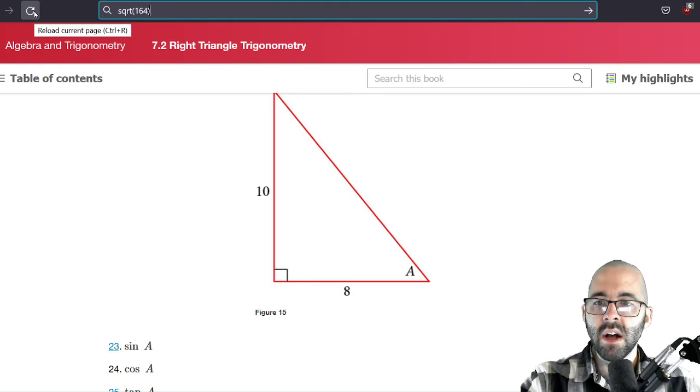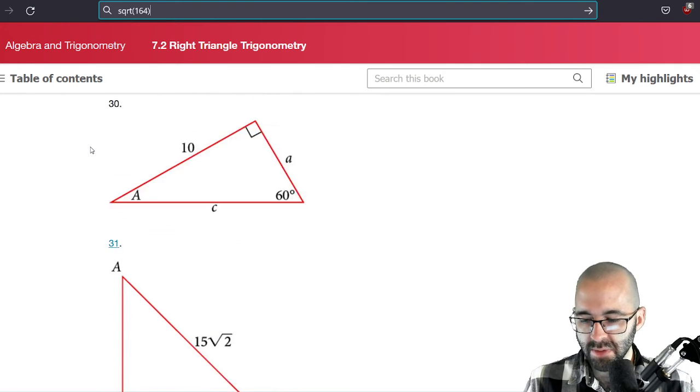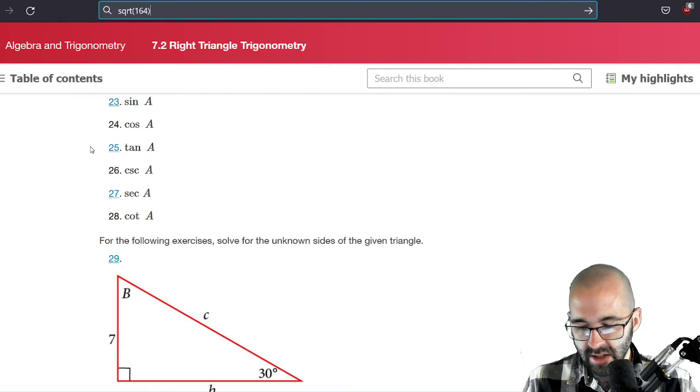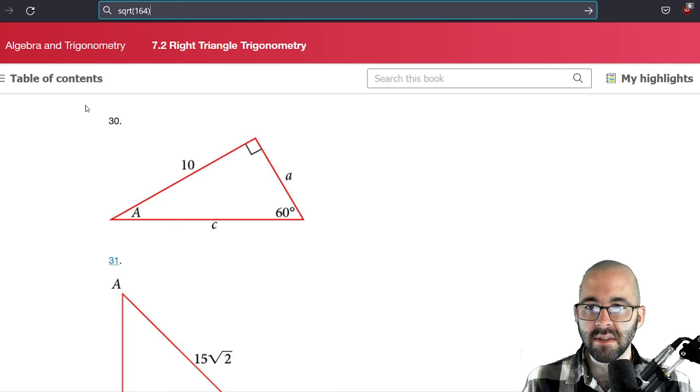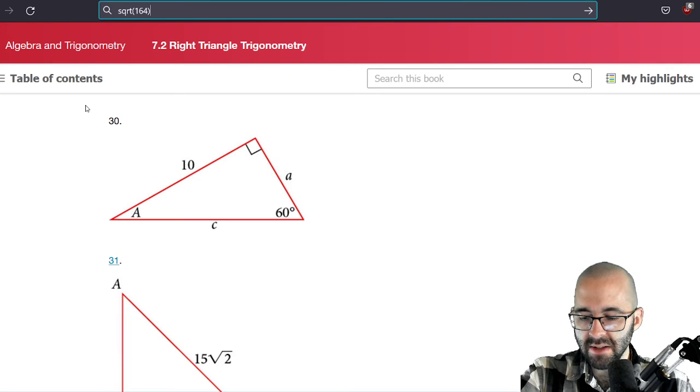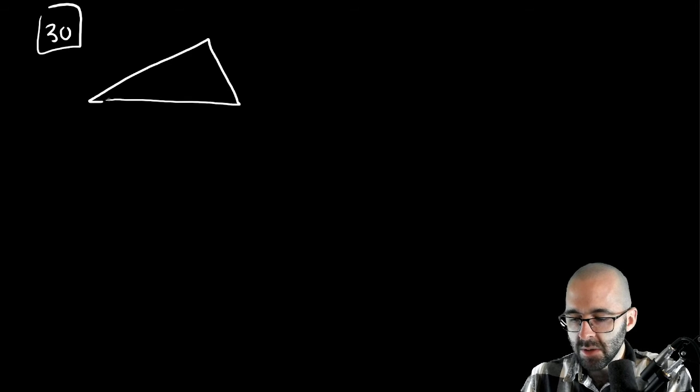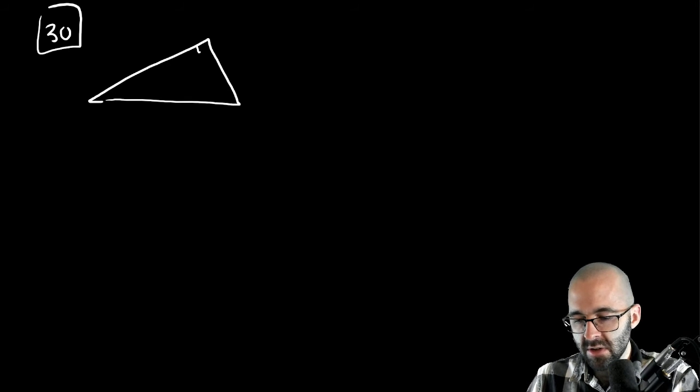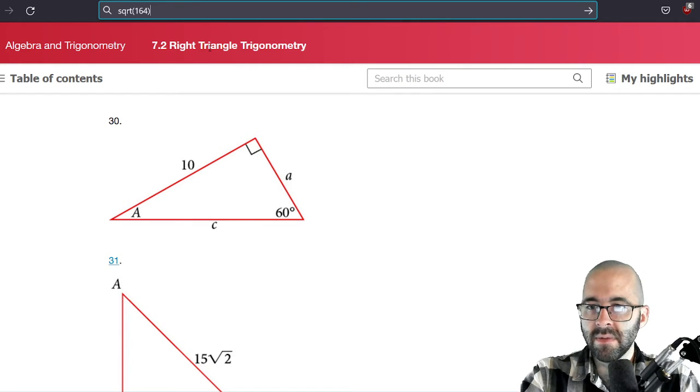Do one more problem together, number 30 from the textbook. Again, all of these are from the textbook. All of these are very similar to your homework problems. That's why I'm doing it. Solve for the unknown sides of the given triangle. So again, let's just copy this triangle down. Okay. Which is a good problem solving strategy in general when you're doing problems at home.